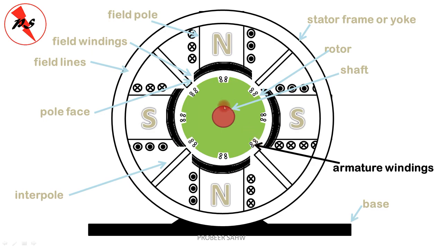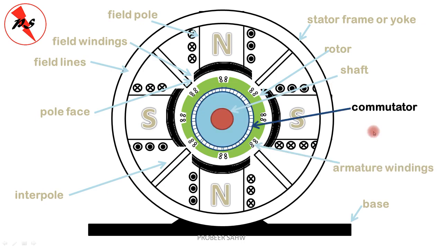So there are two sets of windings: the field windings, which are on the field poles and create the magnetic field, and another set of winding, the armature winding, which is on the rotor. In the armature winding, EMF will be induced if it is working as a DC generator, or we pass DC current in this armature winding if it works as a DC motor.